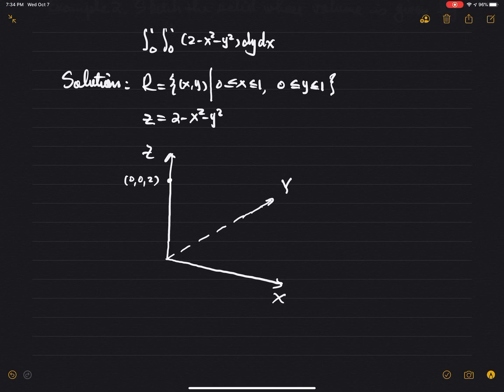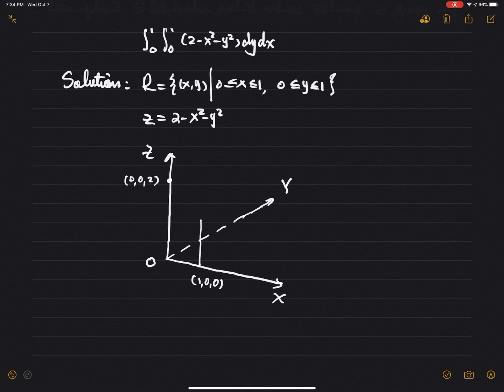So this point is 0, 0, 2. That's on the surface. Now when y equal to 0 and x equal to 1, somewhere here, then you can see z must equal 1. So here we're going to have this piece. So this is 1, 0, 0, because x changes from 0 to 1.